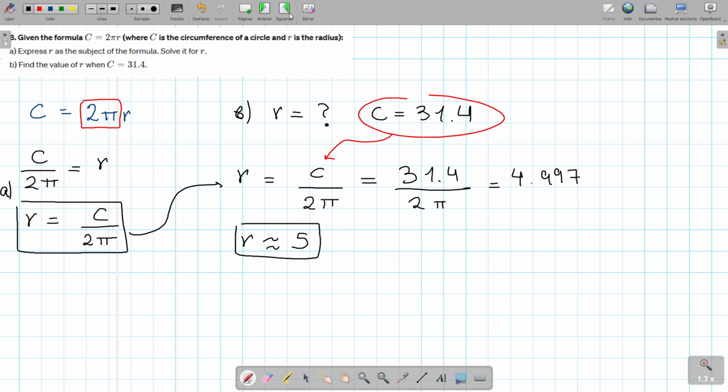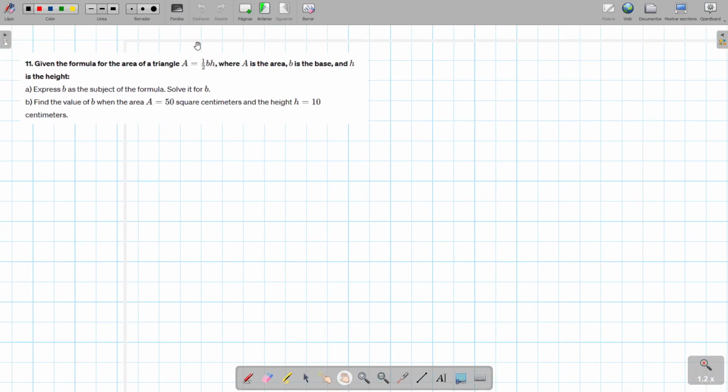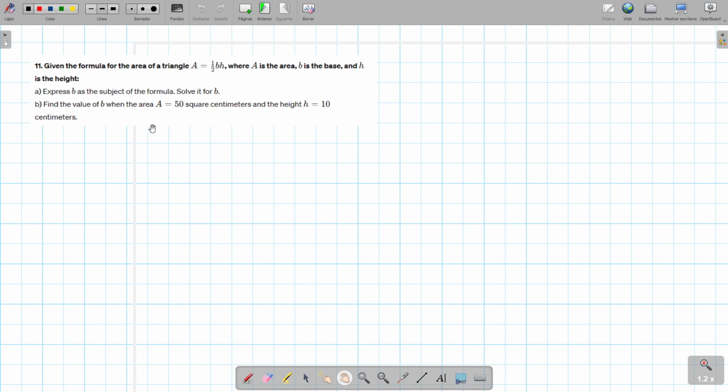Okay, so the exercise for you is this one. We have solved multiple problems, and now it is your turn.